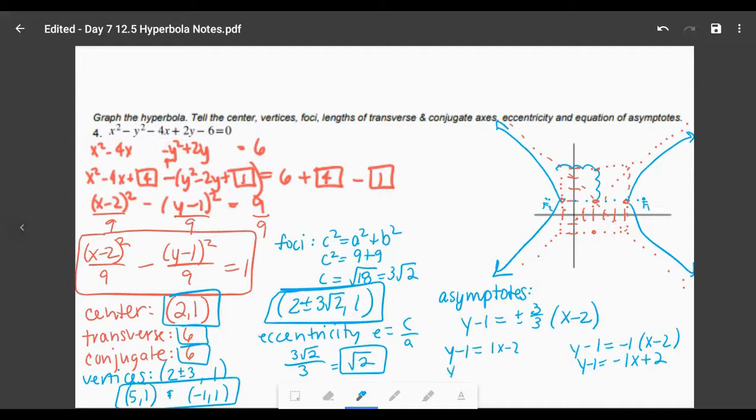So we need to solve by adding 1 to both sides. So we get y equals x minus 1. And we can verify that from our graph. And then for our other asymptote, we need to add 1 to both sides. So we get negative x plus 3. And you can verify that the y-intercept really is 3, and it does go down 1 over 1.